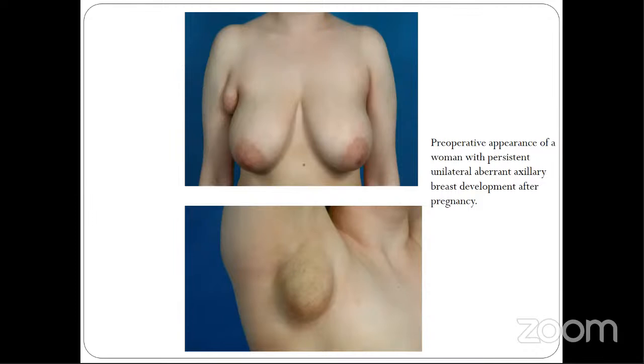We said that the axillary breast may have a nipple and areola and produce milk, so it has the same benign and malignant pathological potential; it can go malignant or have benign changes or lesions.